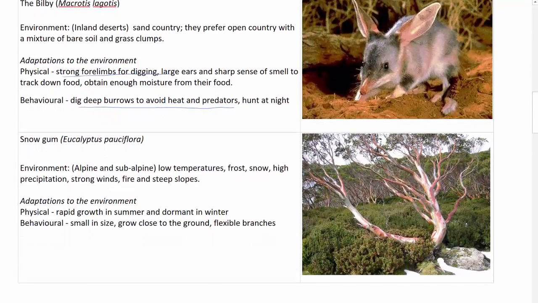Snowgums are another example, and this is a eucalypt species that is in the alpine and subalpine areas of Australia. So they live in an environment with low temperatures, lots of frost, snow, lots of rain and strong winds, and they're adapted to that environment physically by rapidly growing in the summer but remaining dormant in the winter. Behaviorally, they are small in size and they grow close to the ground and have flexible branches, which enables them to deal with the strong winds in the environment that they live in.